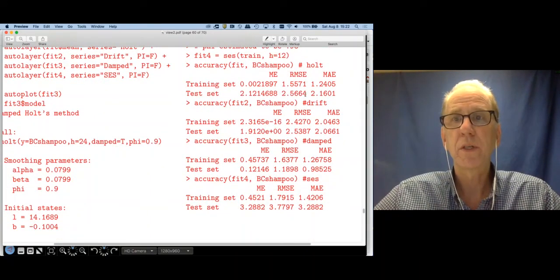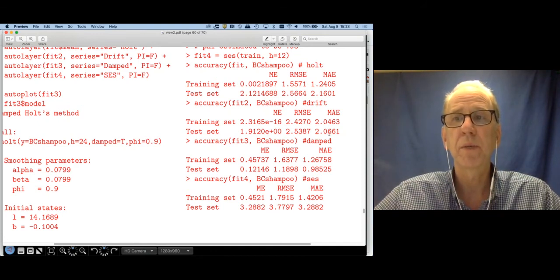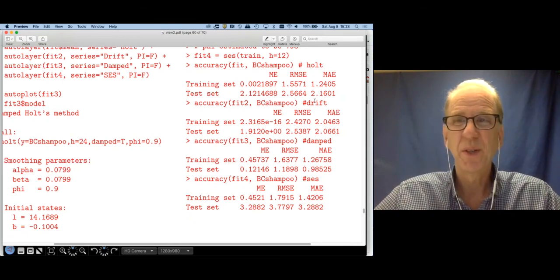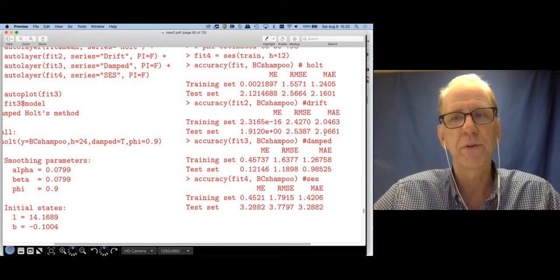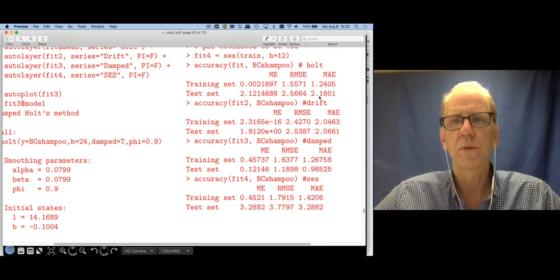And so what we see is that Holt and drift actually do about the same, both in terms of RMSE and mean absolute error. In fact, it looks like drift is actually doing a little bit better. Not by much, but maybe a little bit better. And I warned you back in week 1 that the very simple drift method is often hard to beat. And here's a case where it actually beats this much fancier Holt double exponential smoothing method.